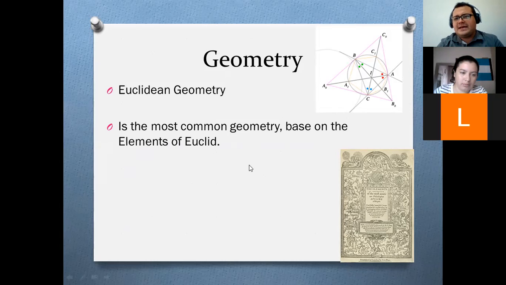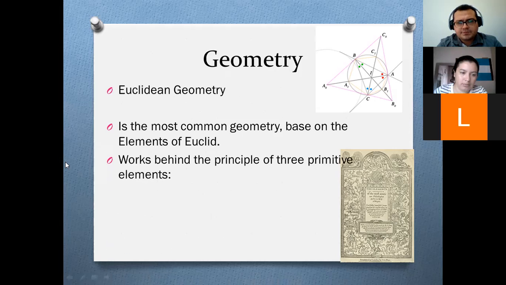And you probably will feel that I'm not talking about shapes, lines, solids, measurements, angles, because at the end, all those were just ideas. We're just simple ideas. So it works behind the principle of three primary elements: points, lines, and planes. The base of the geometry that Euclid proposed are these three elements. So you're getting the main ideas of this geometry.